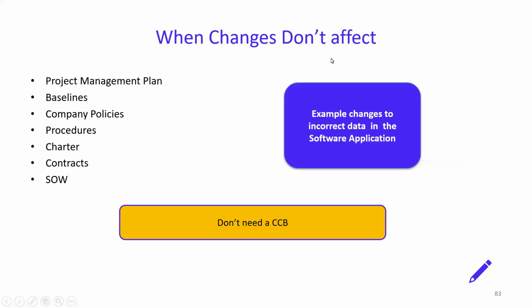Okay. When changes don't affect the following, you don't need the change request or a CCB. Example, changes in the data and application software, minor defect repairs, you don't need a change request. When changes don't affect the project management plan, the baselines, company policies, procedures, the charter, the contracts, or the SOW, you don't need a change request. You don't need the CCB call, the change control board. You don't need those calls, okay. You don't need a change request when it's not impacting any of these things.